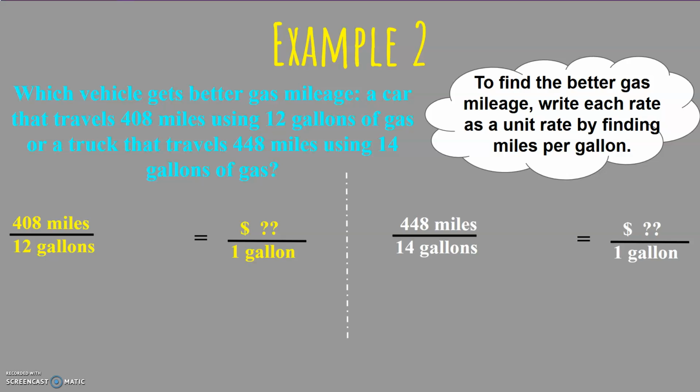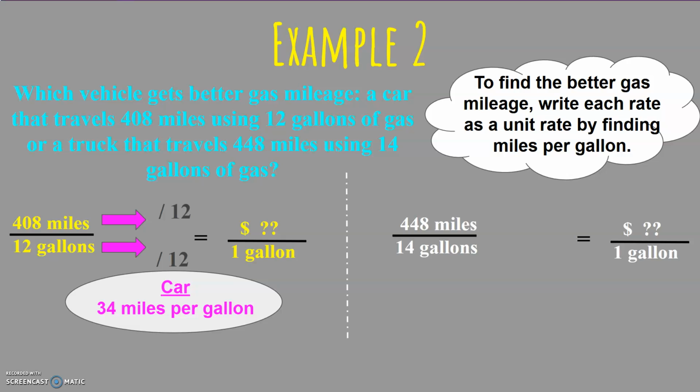Start with the one on the left. How many miles per gallon? How are we going to find that out? Well, we divide by the denominator, right? So divide both 408 and 12 by 12. We get 1 gallon. 408 divided by 12 is 34 miles per gallon. That's pretty good for a car. Yeah, 34 miles. It's about how much my car gets. 34 miles to the gallon. MPG, if you want the acronym.